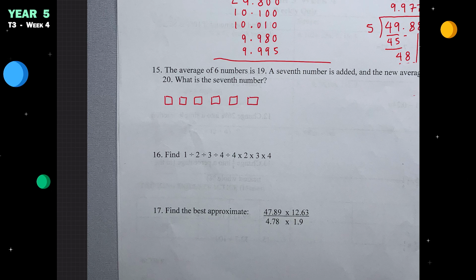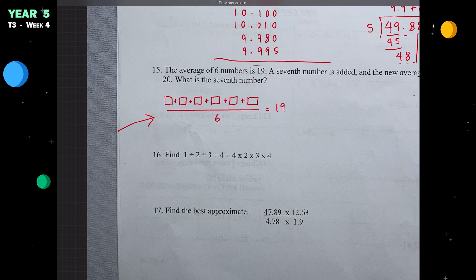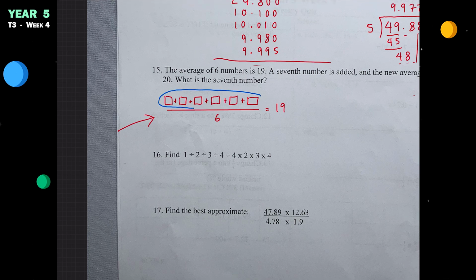Now to find the average of these 6 numbers, I must add them all up, get a total, and then divide it by 6. And that'll give me the average of 6 numbers, which is 19. Once you've written this out, you can figure out the total. That's the first thing we've got to do, is find the total. When you get questions like this, it's very important you find a total, because most of the time, it will help you with your next calculation.